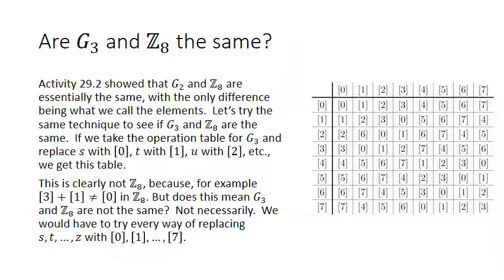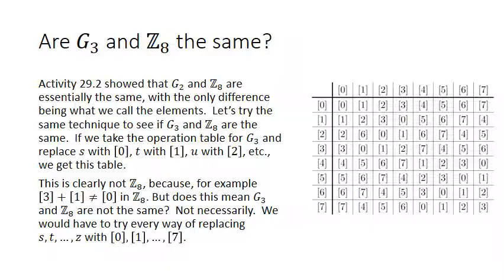Okay, so let's continue on with the thought process from that last activity. We saw in the last activity that G2 and Z8 are essentially the same, with the only difference being what you call the elements. So let's try the same technique. Remember, we were wondering if G2 and G3 were the same. Let's try the same technique to see if G3 and Z8 are the same.